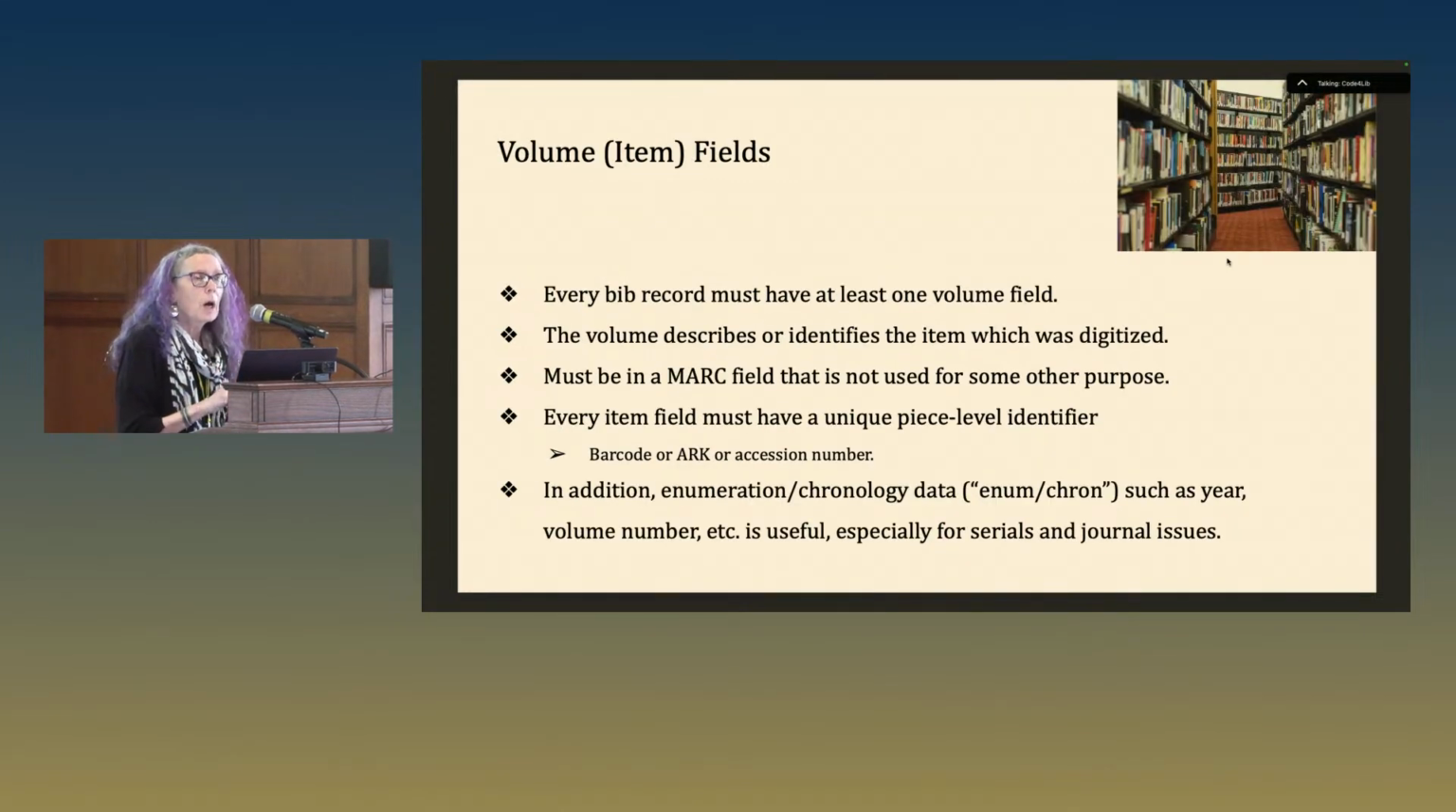Finally, every bib record submitted to Zephir has to have what we call a volume field that describes some information about the entity that's been digitized. Most crucially, it needs to have a unique identifier such as a barcode or an ARC or maybe some kind of accession number. And if it's got some enumeration and chronology information, that is also great.